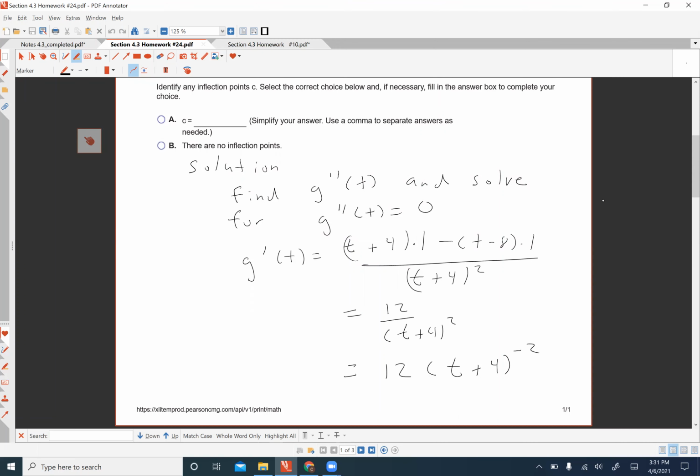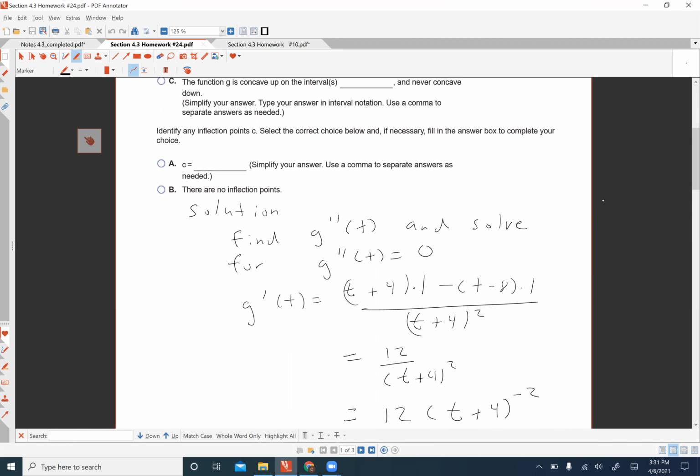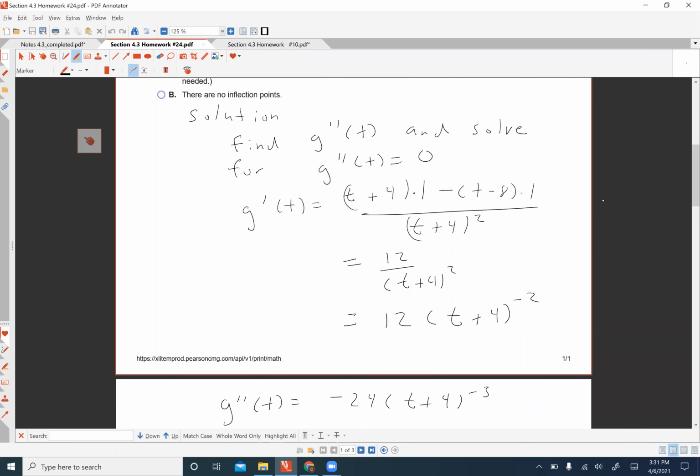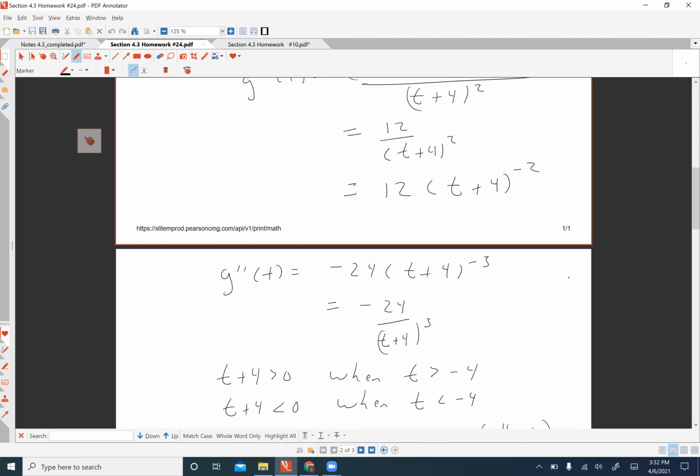Now we want to find the second derivative. We want to know where the graph is concave up and where the graph is concave down, which means we have to look at the second derivative. Now it's a little bit easier. It's not a quotient. We can just use the power rule. We have 12 over t plus 4 squared, but we can treat the numerator as a constant. So we use the power rule. We drop down the -2. -2 times 12 is -24, and subtract 1 from -2, you get -3. So the second derivative is -24 over t plus 4 cubed.